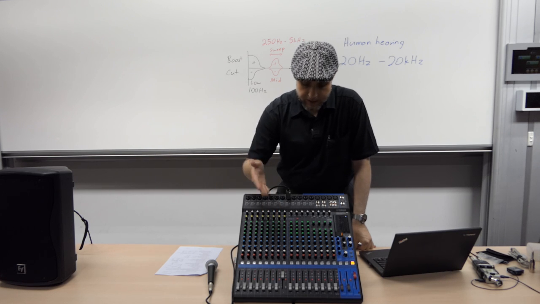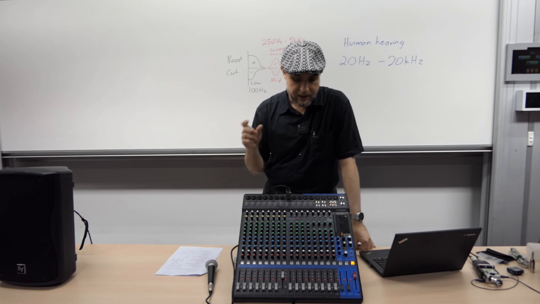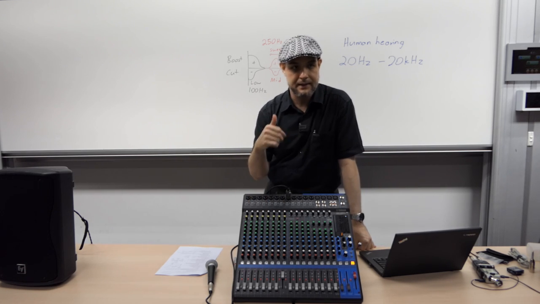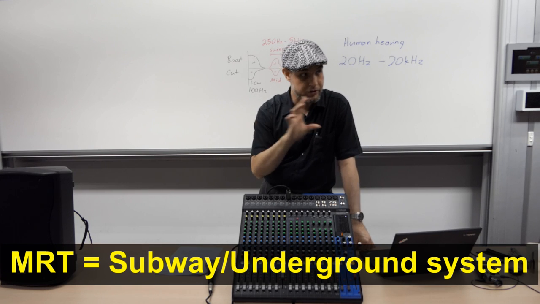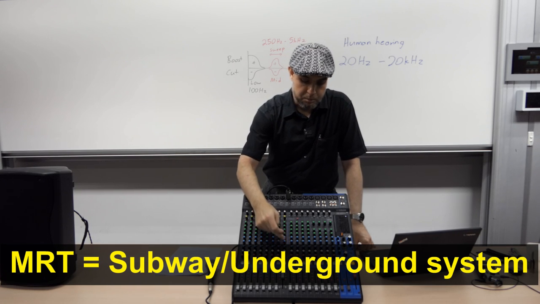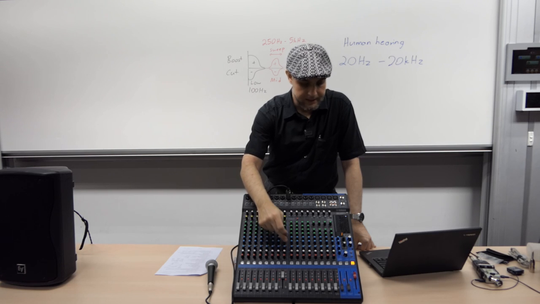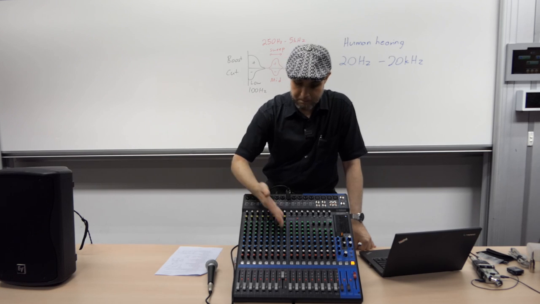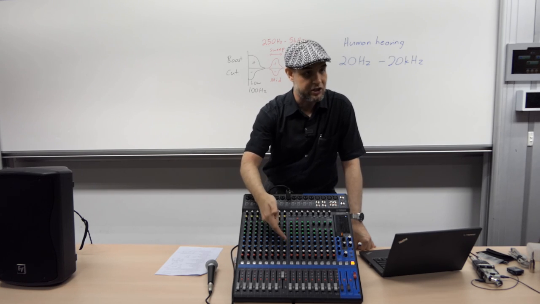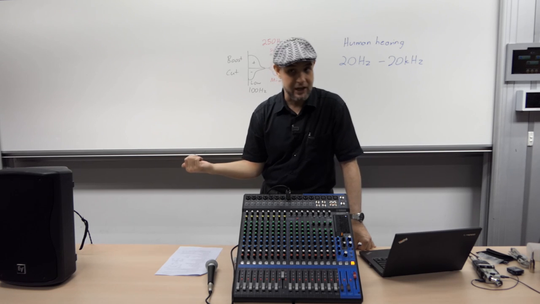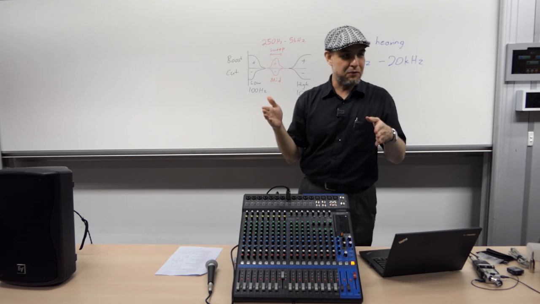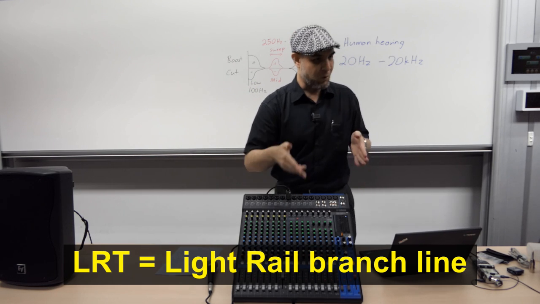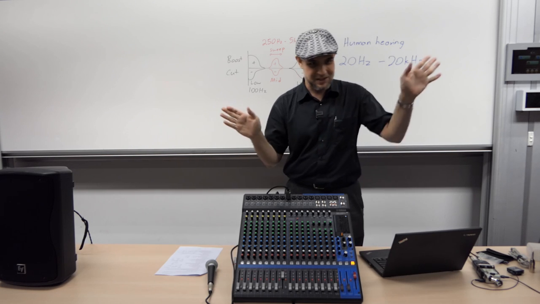This part here is called the auxiliary section. Now, the way to think of this is you think of the audio path as like an MRT line, a train line. Each of these blue knobs and the white knob is like a station. So the sound can get off the main line at any of these stations and go onto a branch line. It's a bit like changing from MRT to LRT. So you think of this as MRT. The blue and the white is like LRT, smaller lines going off.